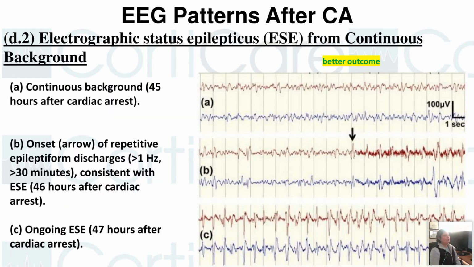Let's look at the example from continuous background. So we see here delta theta rhythms. Patient starts to show repetitive epileptiform discharges. And these discharges are appearing 46 hours after cardiac arrest. So now we are past almost 2 days after cardiac arrest. These epileptiform discharges start to appear, and patient is going into electrographic status. This pattern works very well with anti-epileptic meds. That's why the outcome is better for this kind of EEG.